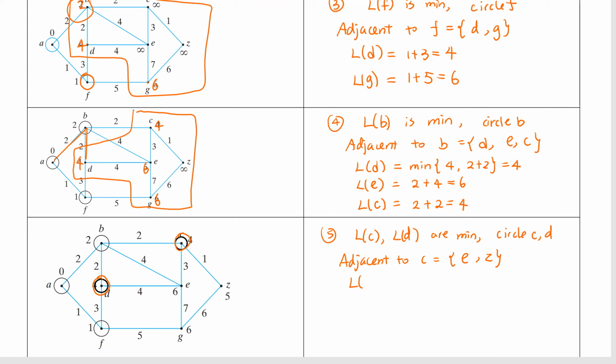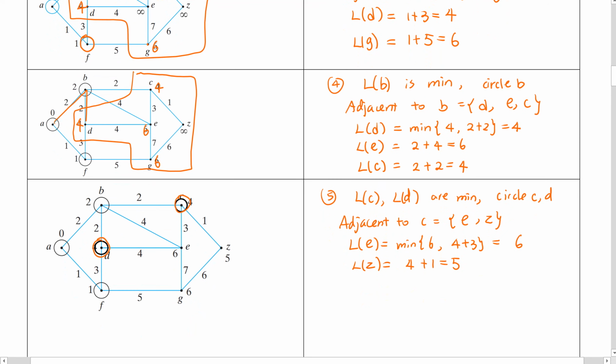And then LE is, do we have E already? Yes, we did. That's 6. So we want to pick the minimum of 6, and then when we go through the C, we have 4 plus 3. Okay, so the minimum is still 6. And then LZ is the label of C, which is 4 plus 1, it's 5.